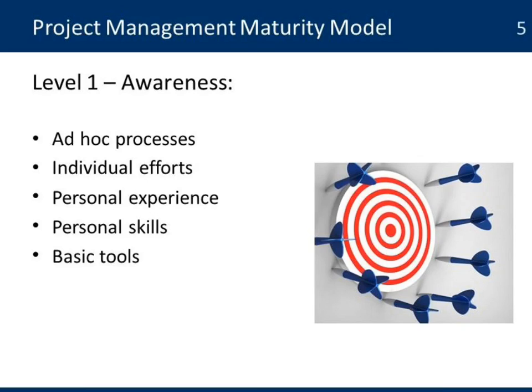The first one is known as level 1 or awareness. It means that their ad hoc process means that every project kind of does its own thing. They have their own process, their own forms. Most of that is done or driven by individual efforts. A project manager might have some expertise and he applies that in the project. In other parts of the organization, there is no expertise and they're struggling. Most of that is part of the personal experience of who is in charge of the project and the skills they have at that time when the project is started. And most of the tools that are being used at that level in the organization are quite basic.